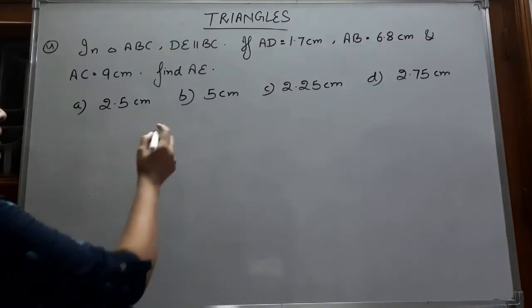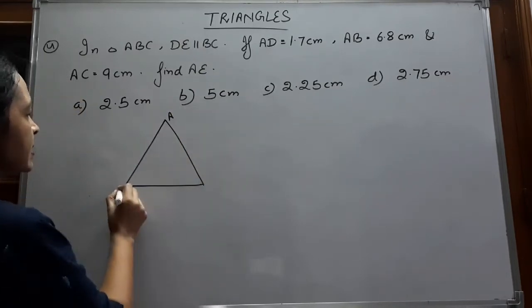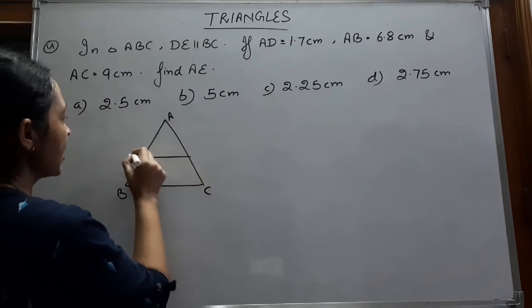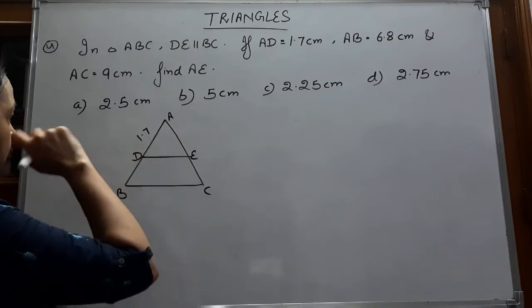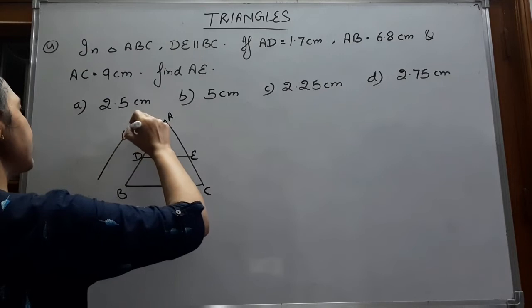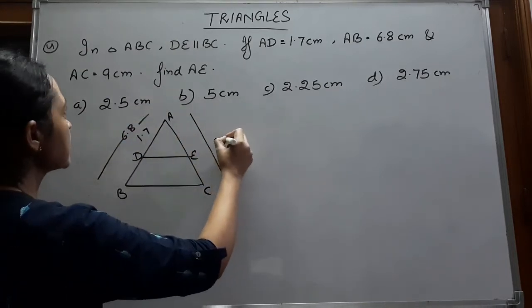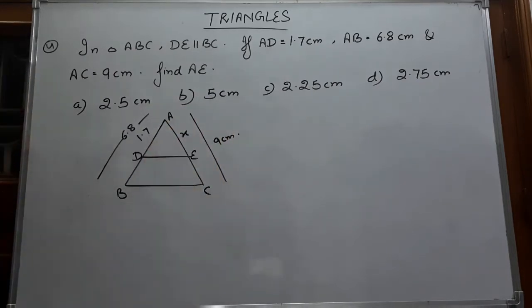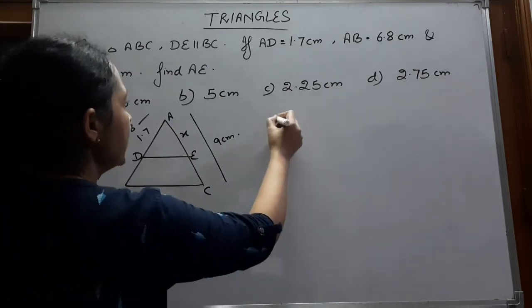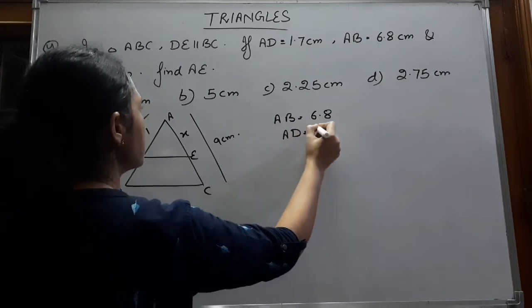In triangle ABC, DE is parallel to BC. We have triangle ABC where DE is parallel to BC. AD is given 1.7 centimeters. AB is 6.8, the whole is 6.8 centimeters. AC is 9 centimeters. We have to find AE. Say AE is X. Now, we have AB given 6.8 and AD is 1.7.